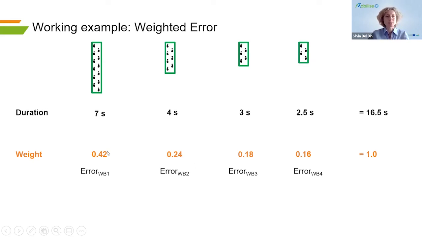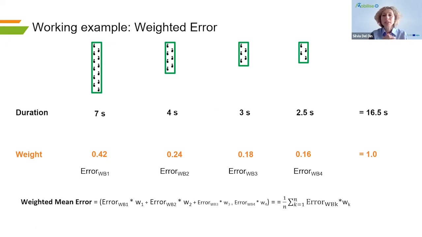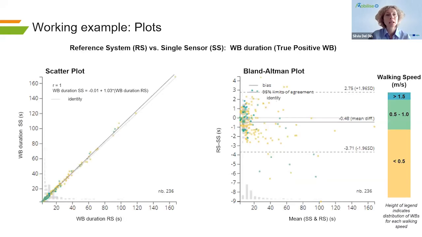So in this case, as you can see here, we're going to have different weights for the different walking bout length. And the weighted mean error is going to be, again, the average of the error that we identify for each walking bout that is weighted, so multiplied by this weight. We're going to give, to some extent, more weight to the longer walking bout and less weight to the errors that are coming from the shorter walking bout.